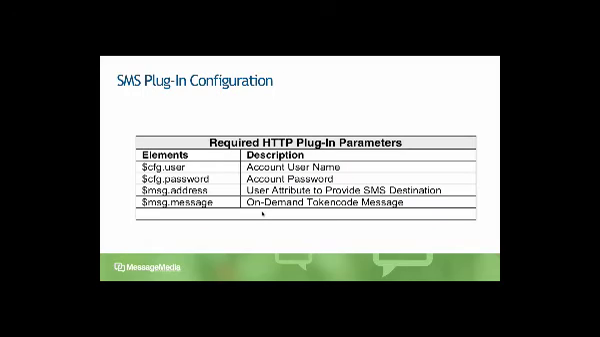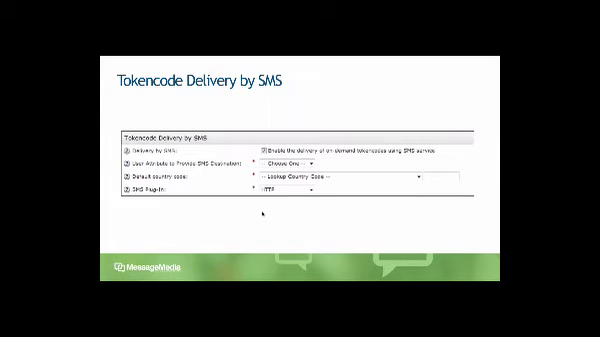The configuration itself, you're going to need just a few parameters, which you can get from your SMS provider, basically username and password. You'll need a URL. You'll need to specify what the token code message looks like. And then once you have those parameters, you can basically go to the Authentication Manager interface, enable on-demand token codes using SMS service, so simply check a box. You'll need to choose the user attributes to provide the SMS destination via the drop-down menu. There's an optional country code option, which if you're a multinational and you want to specify a particular country code for sending, you can do that via drop-down. And then finally, you can select whether you want to send via HTTP or HTTPS. So really just a few options.